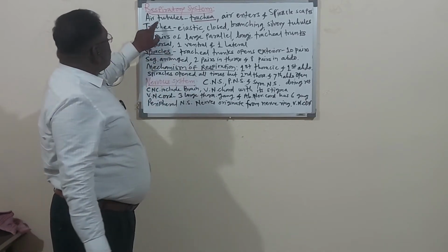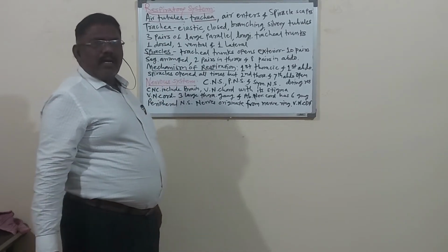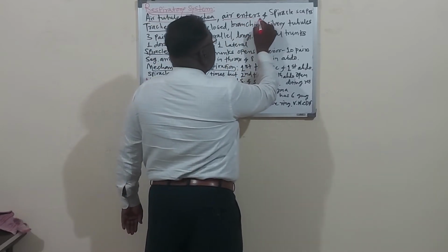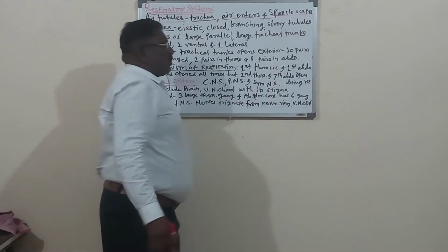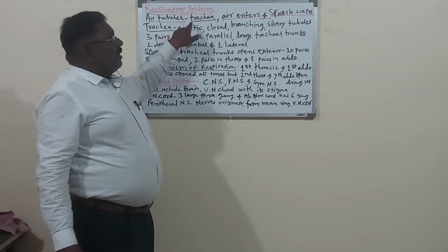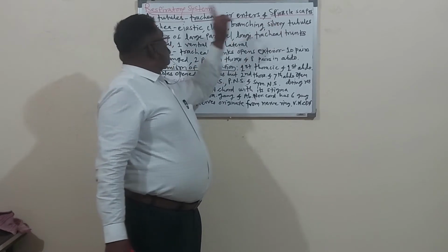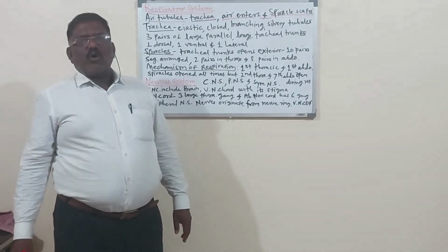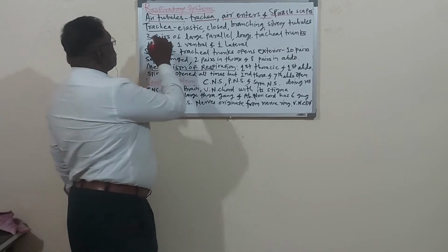So we will first study the trachea. What is a trachea? Trachea is the air tubule. Air enters through the trachea and escapes through the spiracle. So the trachea and spiracle are the two respiratory organs in the respiratory system of the cockroach. First we will study the trachea.